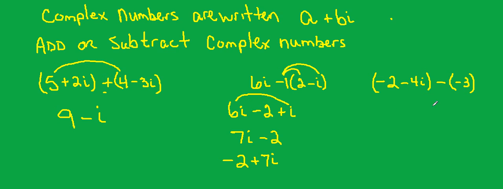And one more subtraction problem. There's nothing going on in the front here, and I'm just going to rewrite that, negative 2 minus 4i, and then I have negative 1 times negative 3, which is positive 3. And now I'm okay to combine my like terms, so I end up with 1 minus 4i. And I hope you find that to be nice and easy.